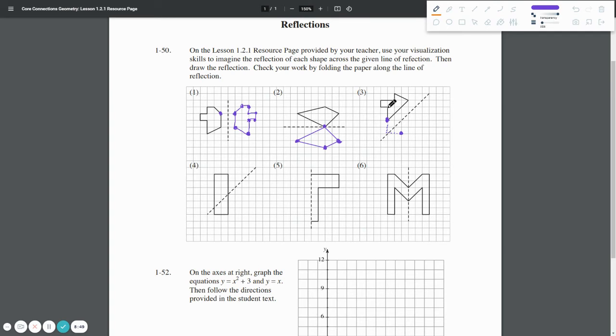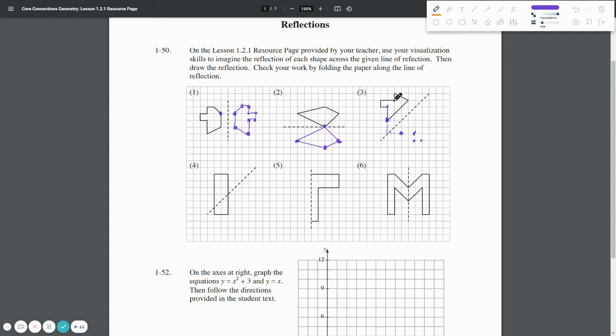Same thing over here. This point right here is 4 units above, so I need to go 4 units down, 4 units to the right. 1, 2, 3, 4. Okay. This is 5 units away, so I'll go 5 units over here. And then make a little open square here.